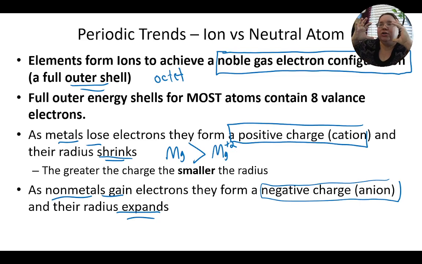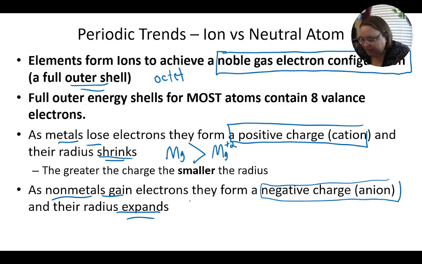We've got our cloud. We're putting in a couple extra electrons. They're going to push and repel against the others that are already there. Therefore, the cloud is going to expand. It is going to get larger. So anytime we are comparing an anion to its neutral atom, the anion is always the larger of the two.